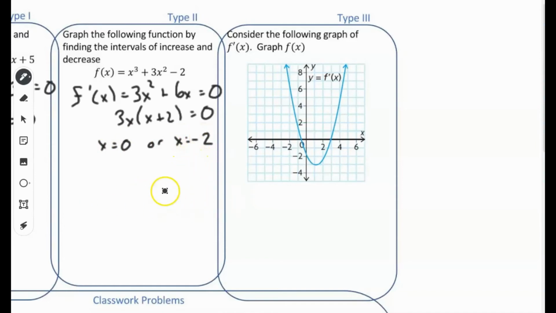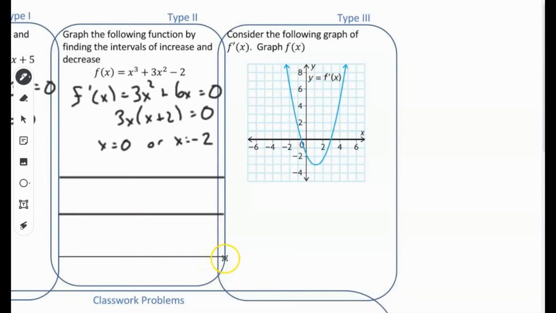So let's create a chart. I'm not going to create one as big, because I don't think I need to write when x is 0 and x is -2. Because we know that's where we have a horizontal tangent.